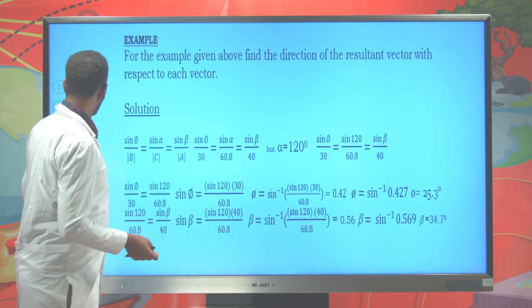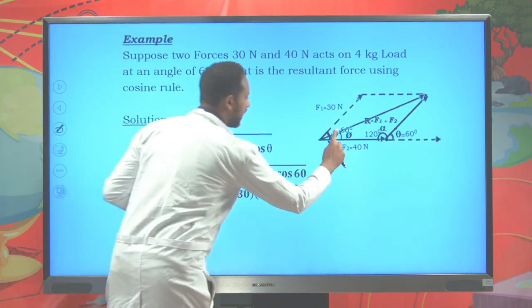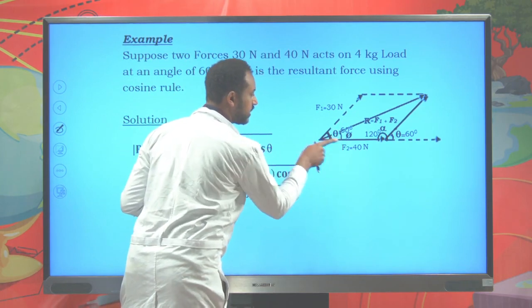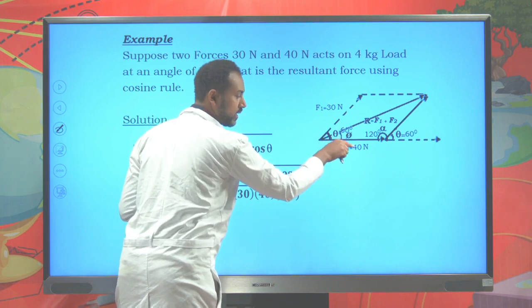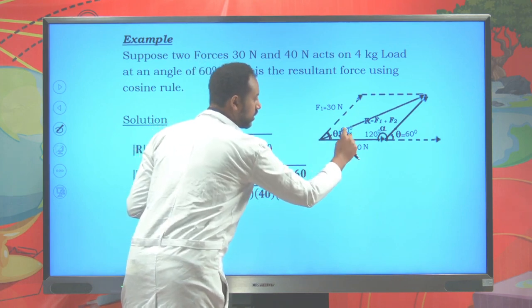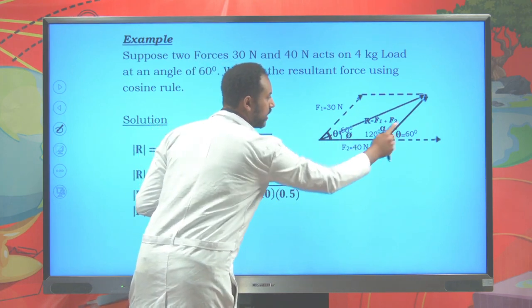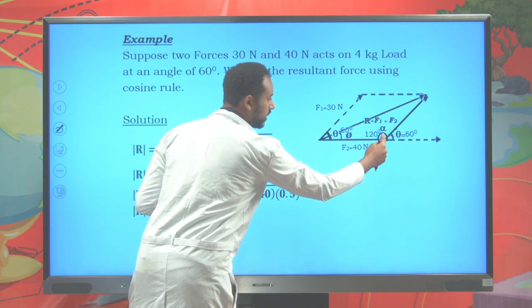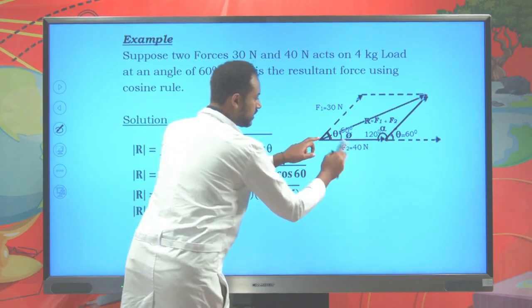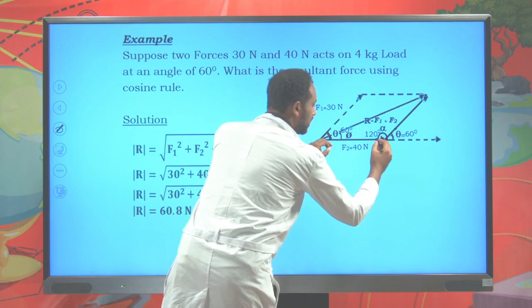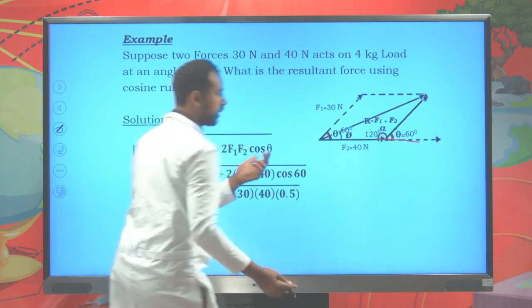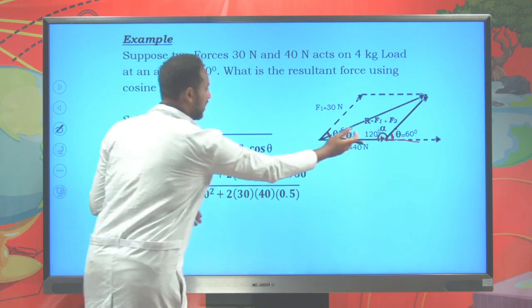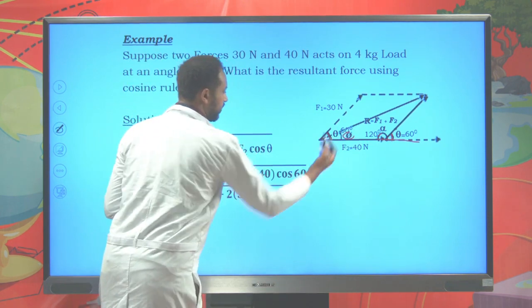Here we have the angle which is 60 degrees. 60 degrees is the angle between the two forces. It's not the angle between the resultant and this force. Therefore, here let's say that we have phi and we have 180 degrees. If this is 60 degrees, this is a straight line. Therefore, if this is 60, this will be 120. It is the supplementary angle. We are asked to find phi, for example.